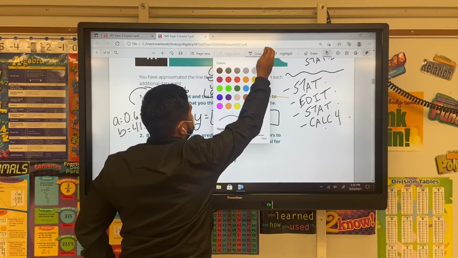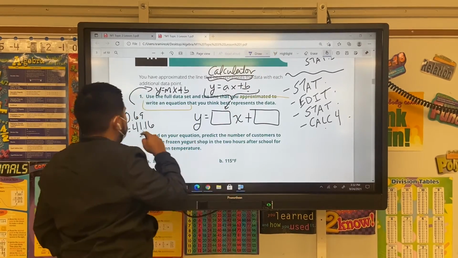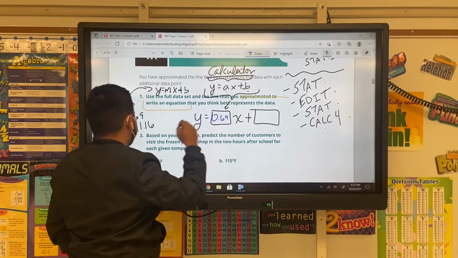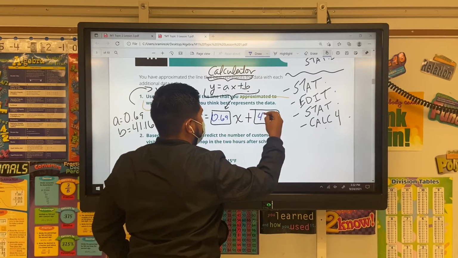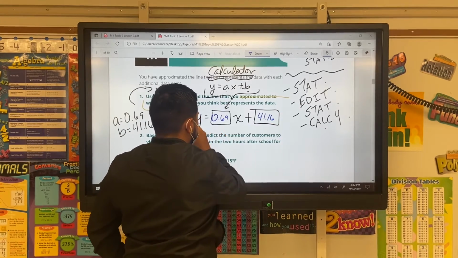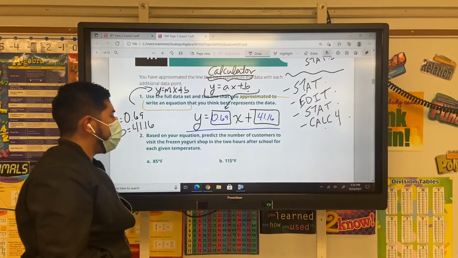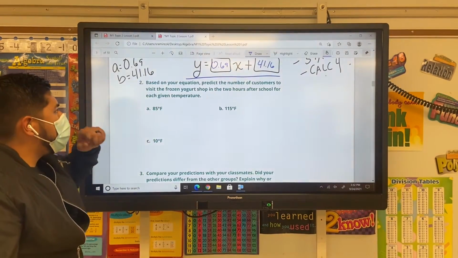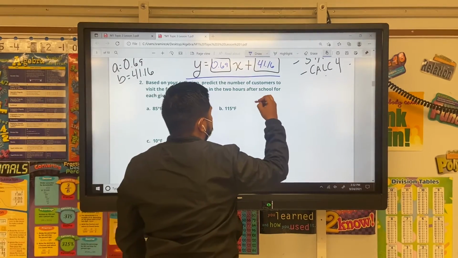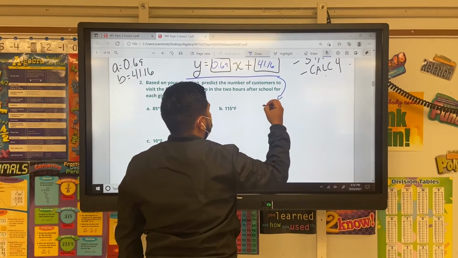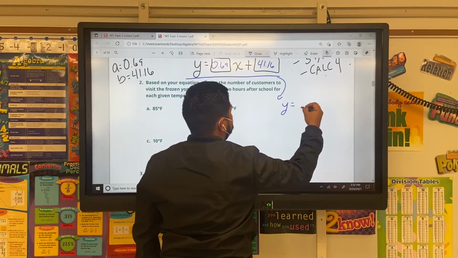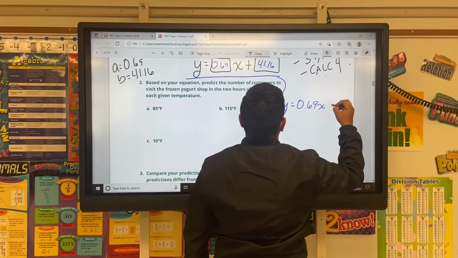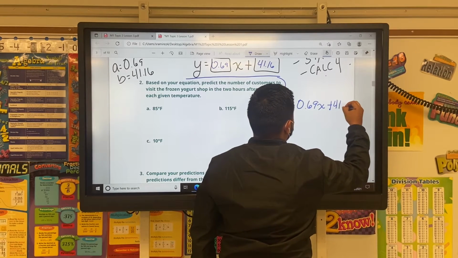Use blue. A is 0.69. B is 41.16. And this is what I'm going to make sure we are able to do on Wednesday. Okay, based on the equation that we just came up with, I'm going to rewrite it without the boxes. Y equals 0.69x plus 41.16.